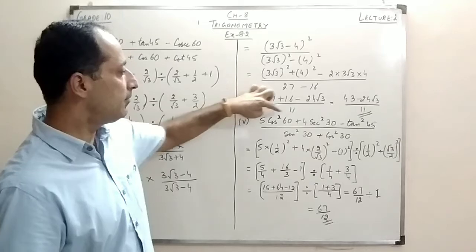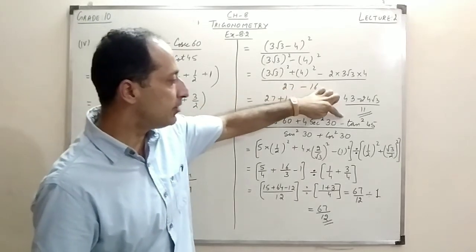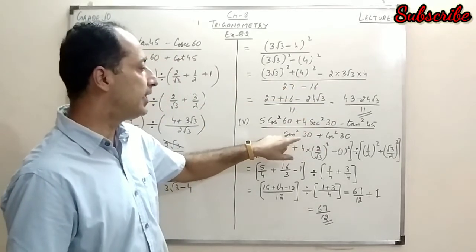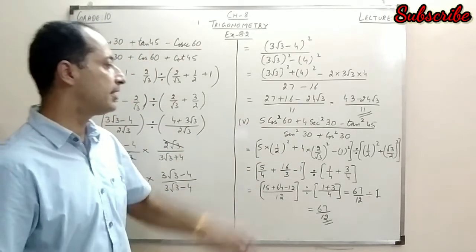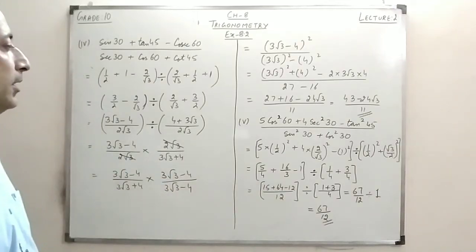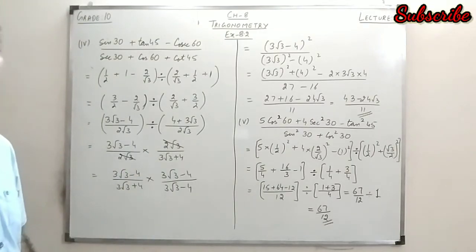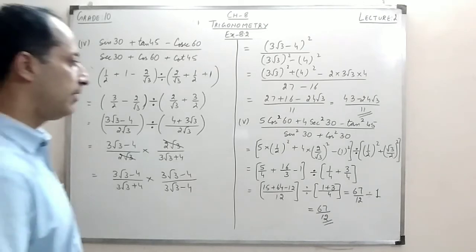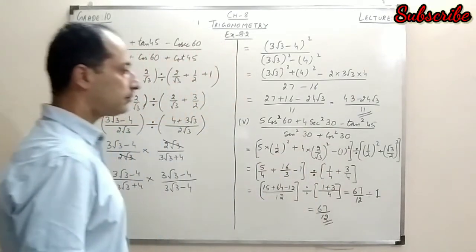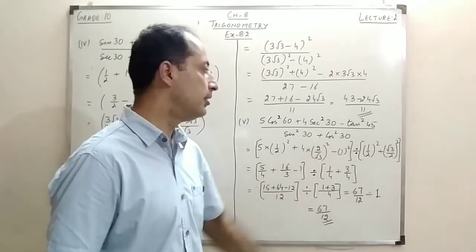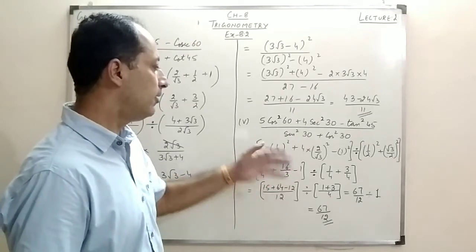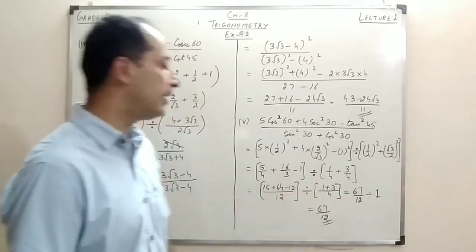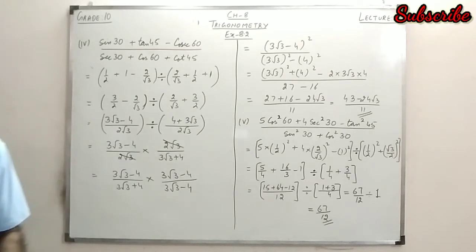5 cos square 60 plus 4 secant square 30 minus tan square 45 divided by sin square 30 plus cos square 30. So we just put the values, cos 60 is 1 by 2, square of 1 by 2, then plus 4 into 2 by root 3, the square of 2 by root 3, minus 1 whole square, and then we have the division again, so that is 1 by 2 whole square plus root 3 by 2 whole square, right? Simplifying the whole thing again, finally we get the answer as 67 upon 12.